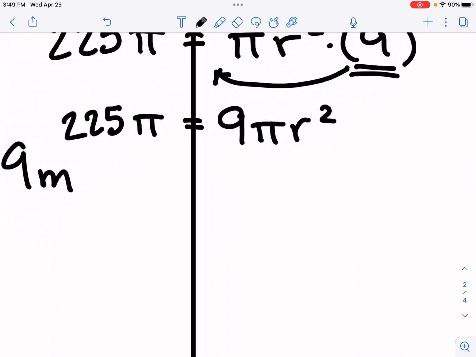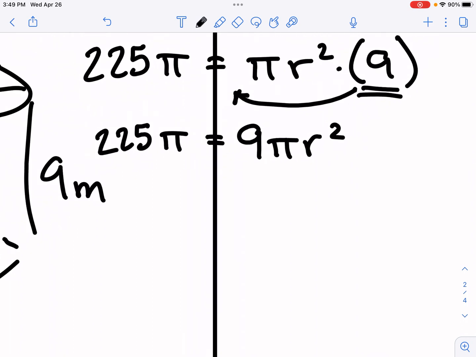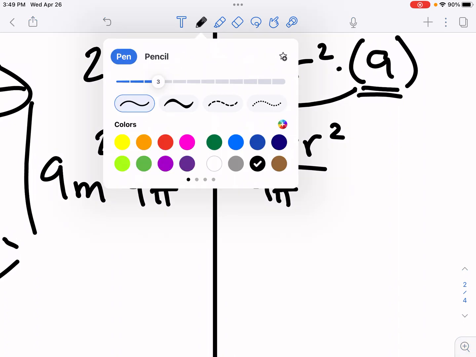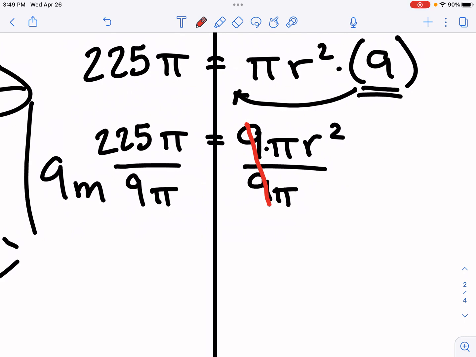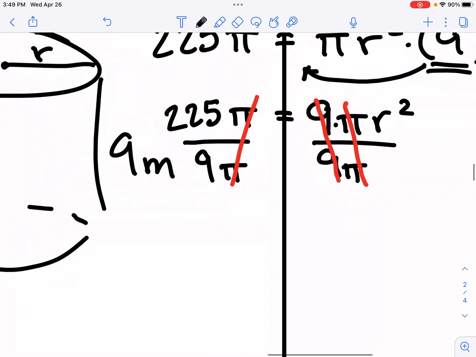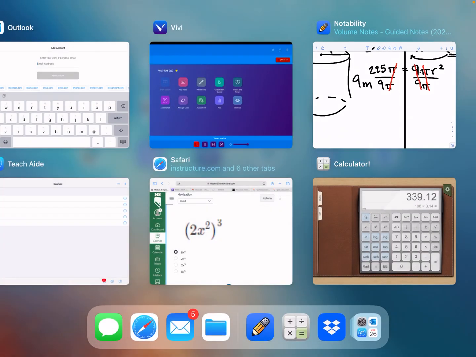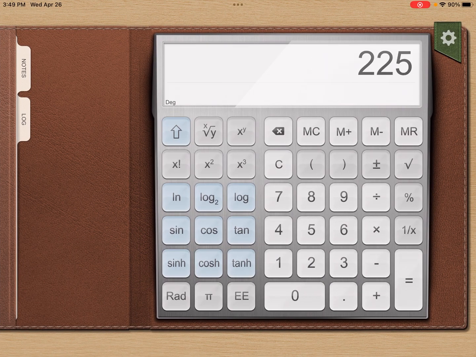With this, I can't simplify anything, but I can divide out. I can divide by this 9 since it's multiplying. Divide both sides by 9. But again, we want to be efficient, so I'm going to divide by pi as well. So 9 divided by 9 is 1. Pi divided by pi is 1, as well as over here. So what we have here is 225 divided by 9 equal to r squared. We can't get rid of the square yet, so let's divide out 225 divided by 9. That is 25.